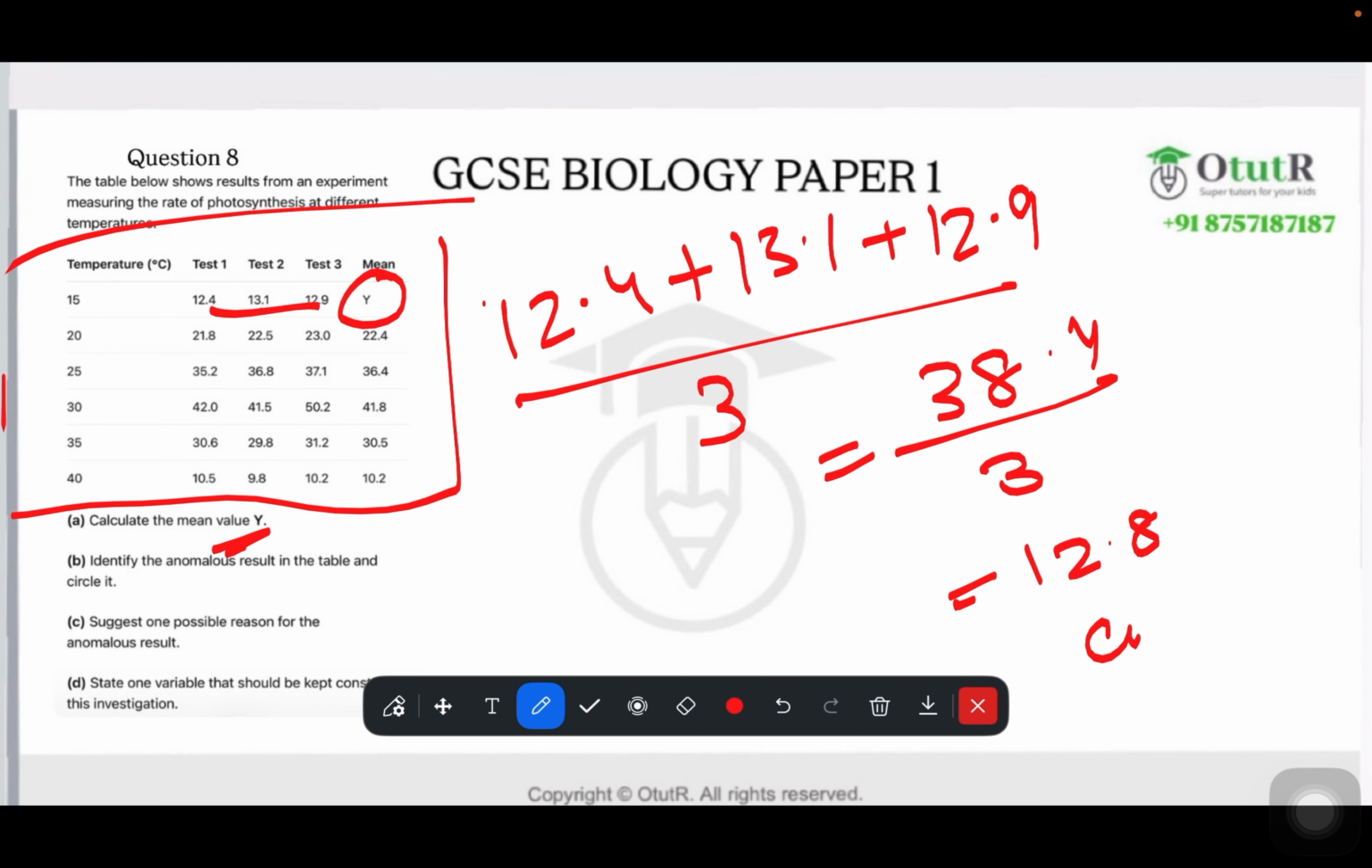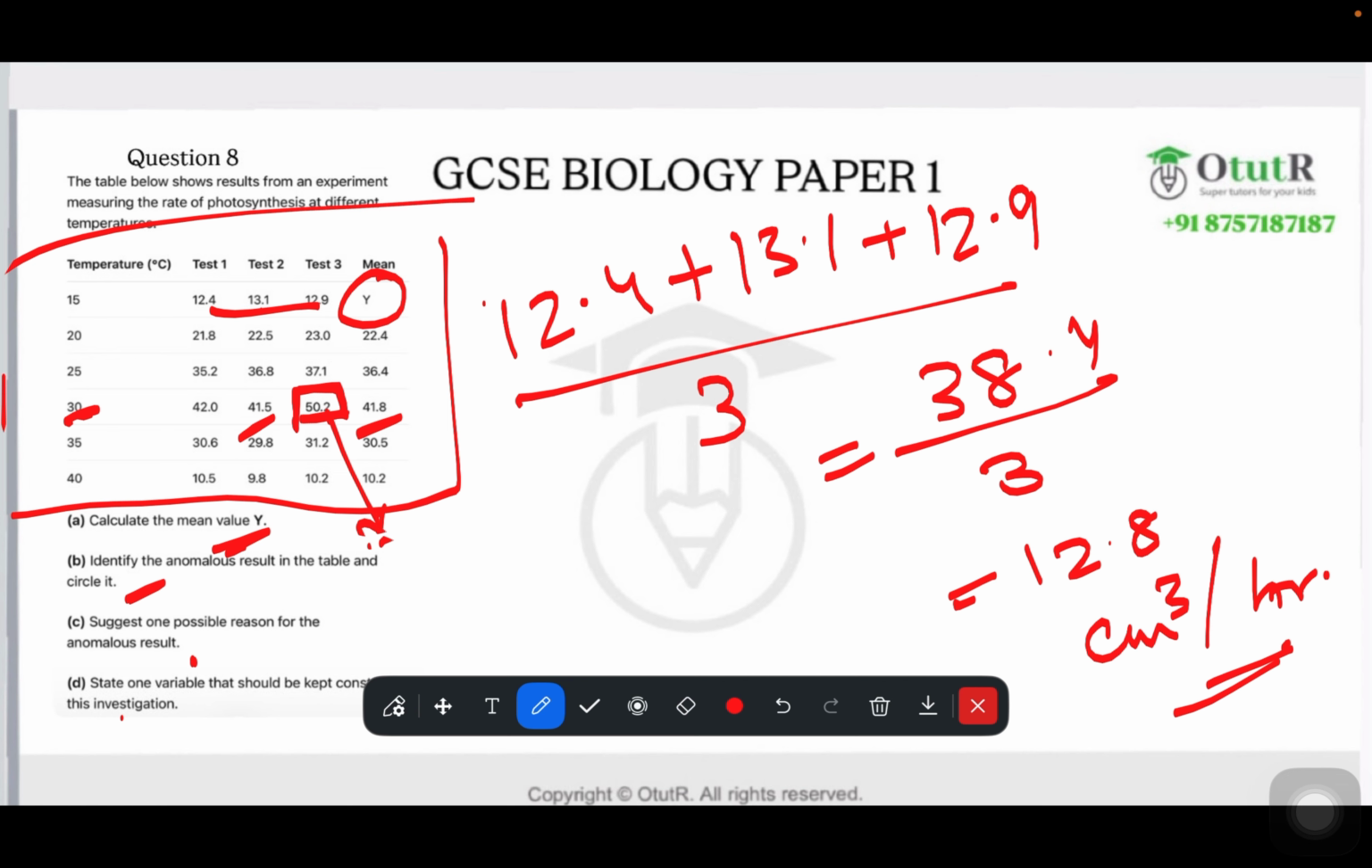Do not forget the unit. I'm telling again, cubic centimeter per hour is the unit. Next, identify the anomalous result in the table and circle it. So if we observe temperature 30 degrees Celsius, the value 50.2 is much higher compared to all the values over here. So careful observation is necessary, and it is much higher than 42 or 41.5. Therefore, this is the anomalous result in the table.